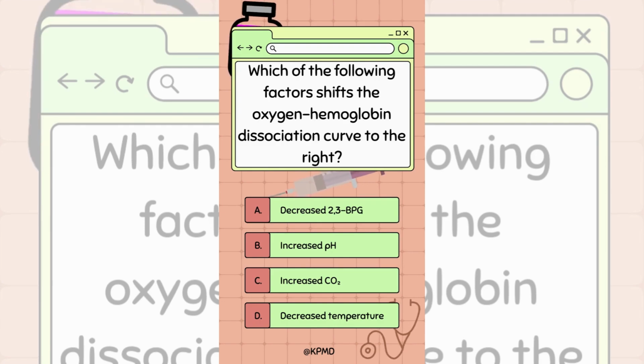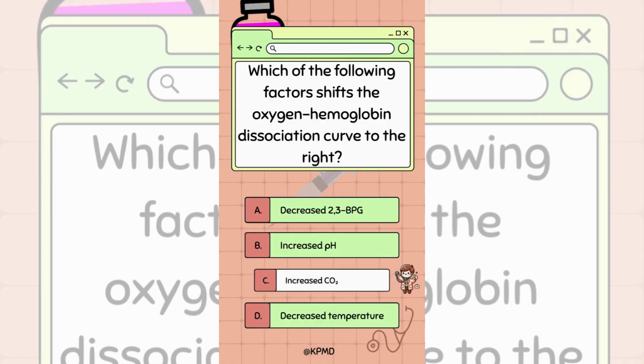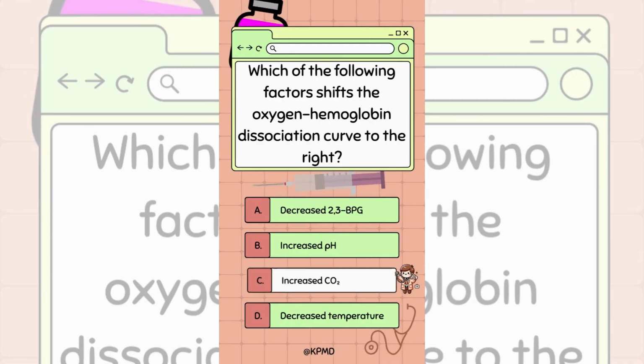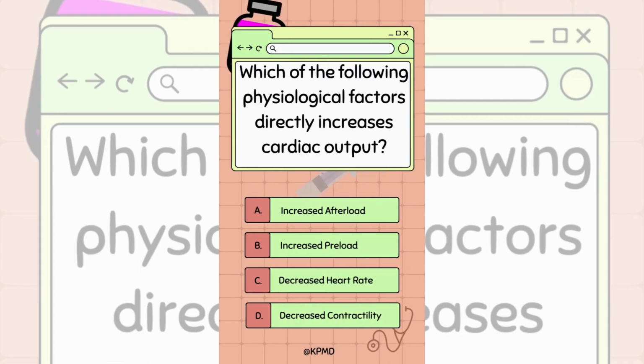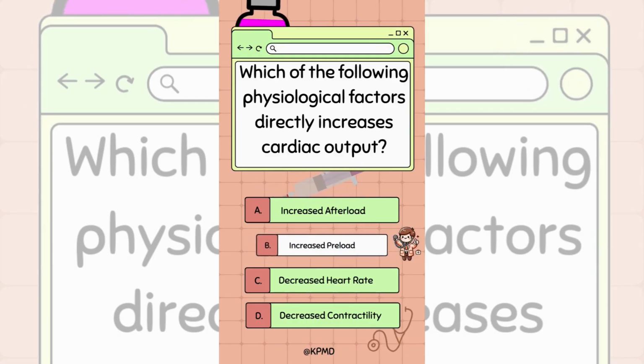Which of the following factors shifts the oxygen hemoglobin dissociation curve to the right? Correct answer is C, increased CO2. Which of the following physiological factors directly increases cardiac output? It's B, increased preload.